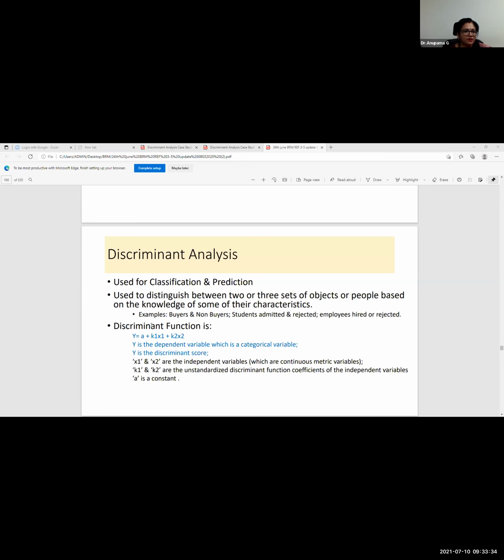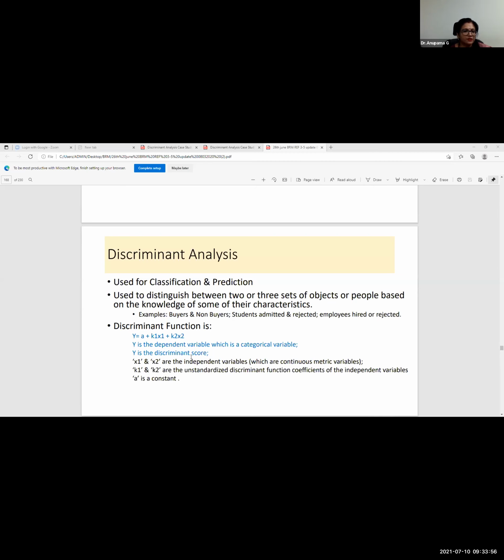Next, what are the examples in such a case, to distinguish between 2 or 3 sets of objects or people based on the knowledge of some of the characteristics? The examples would be buyers and non-buyers, students admitted and rejected, employees hired or rejected, this kind. Now, another question I was asking you is, what is the form of the discriminant function?